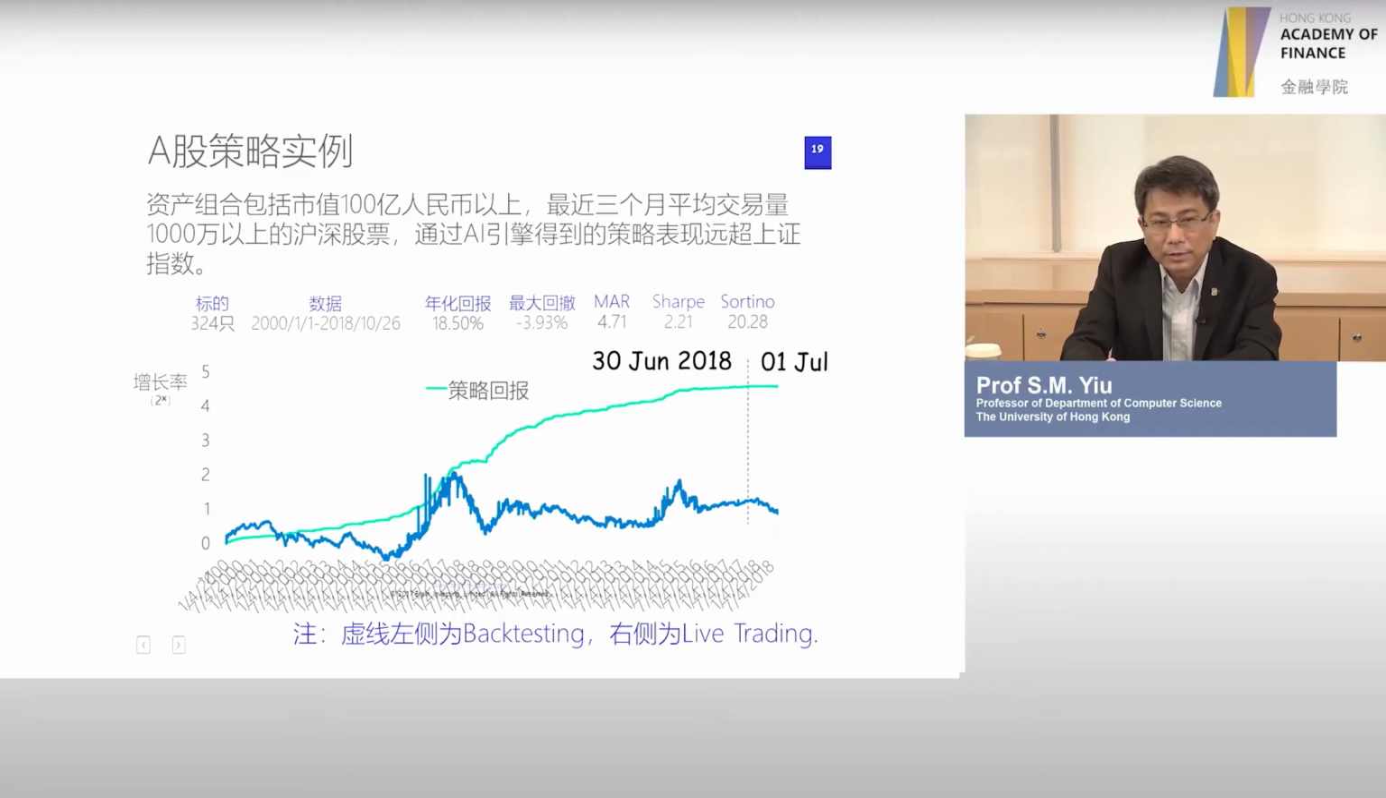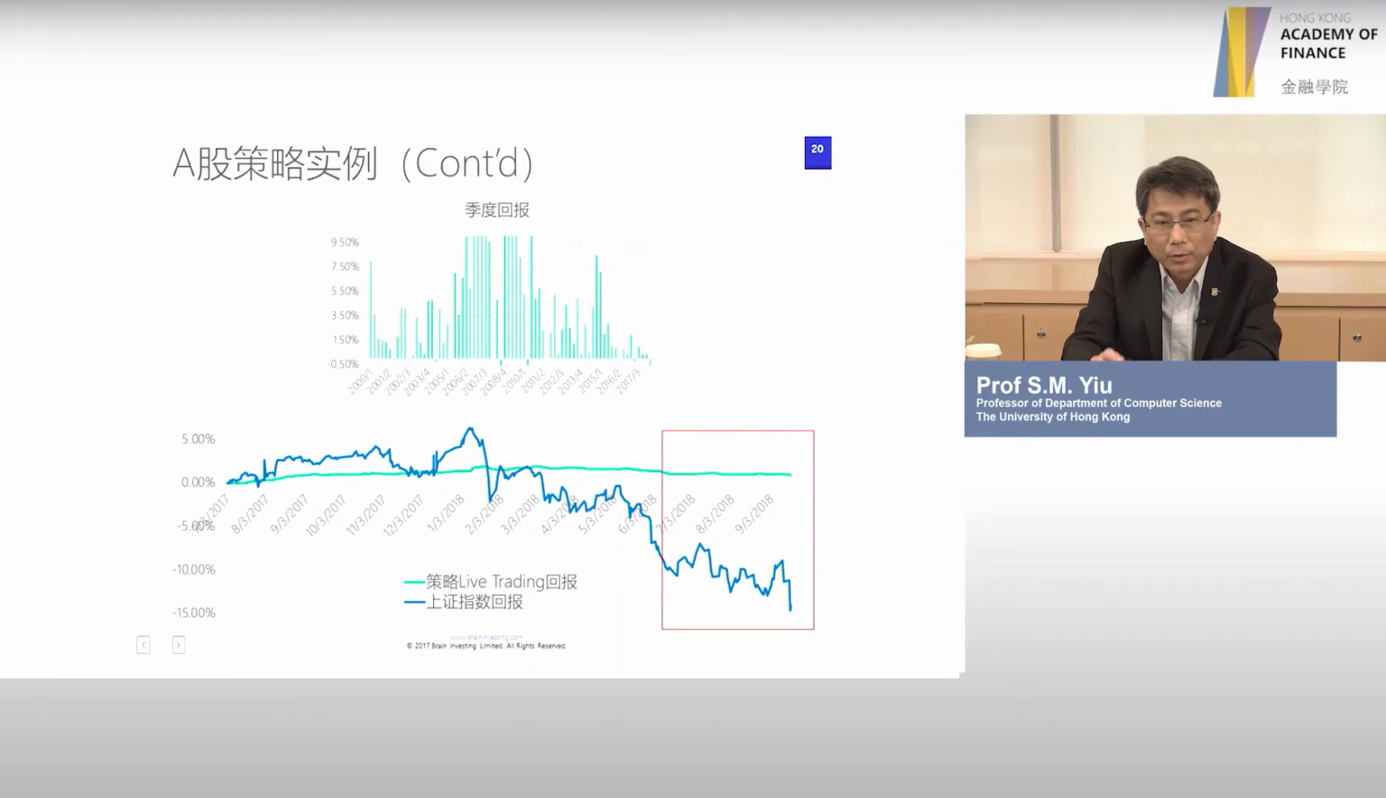And we also have an example. Here is a closer look at the result. I don't know whether you still remember that back in 2018, around July to September, there was a drop in the stock market. But you can see our AI model still kept, although the return is not a lot, at least it's still positive.